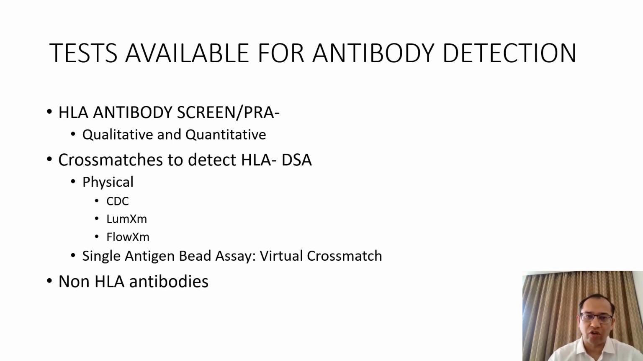We have the antibody screen or the PRA, which is both qualitative and quantitative. We have the physical cross matches like CDC cross match, Luminex cross match, flow cross match, and we can also do a virtual cross match by single antigen bead assay, using the patient antibody status and donor HLA typing to have a virtual cross match. Also, there can be non-HLA antibodies which may be implicated at times.